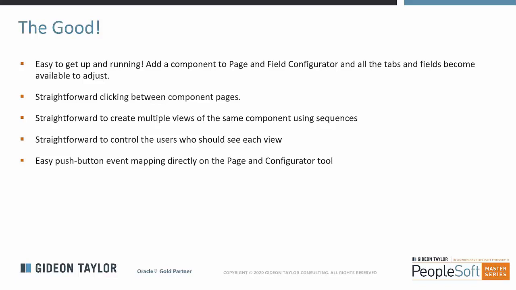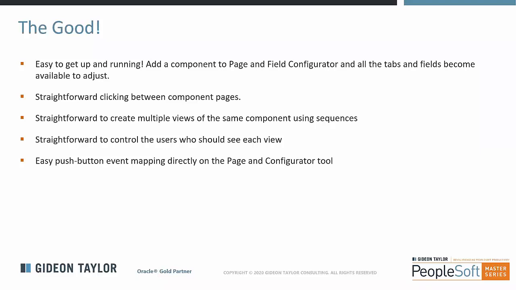So number one, I have to say, Page and Field Configurator is really easy to get up and running. You saw how easy it was to simply add a new value with an existing component. All of the tabs and fields that are available on that component are loaded up, so there's no additional work you have to do to go and find them. You add a component and everything you need to make the adjustments is right there for you.